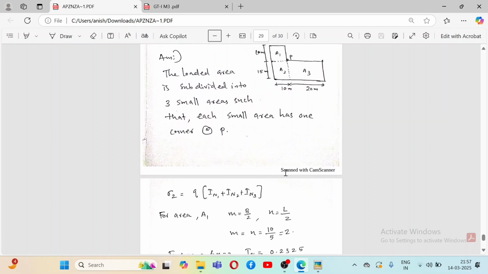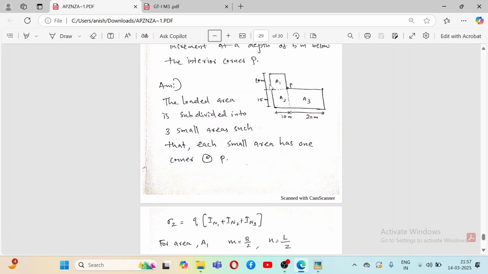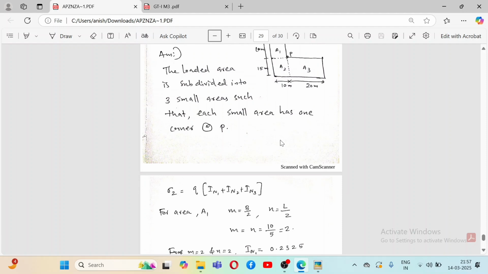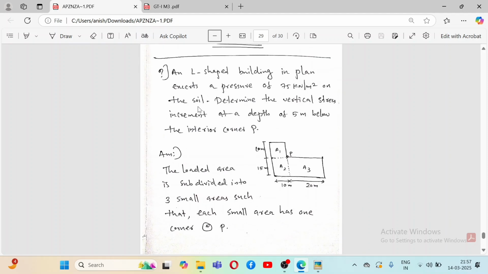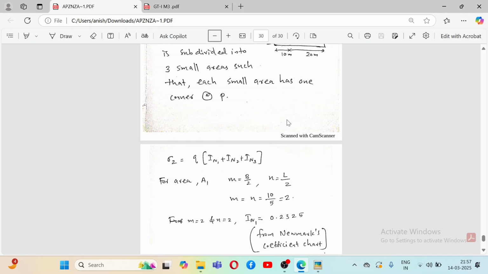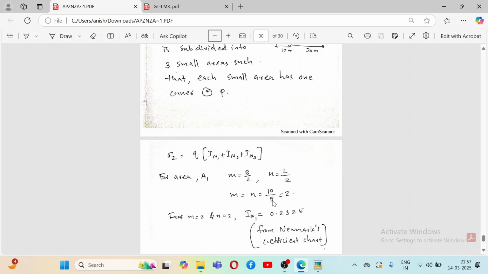M is equal to N. Breadth and length is same here. It is 10 meter here and 10 meter here. So what happens? My bad, it is B by Z equation. N is equal to L by Z. M is equal to N. So what is asked here? Determine the vertical stress increment at a depth of 5 meter. Z is given. So 10 by 5. M is equal to N as breadth and length is same. So 10 by 5, you get 2. So M and N both are 2.